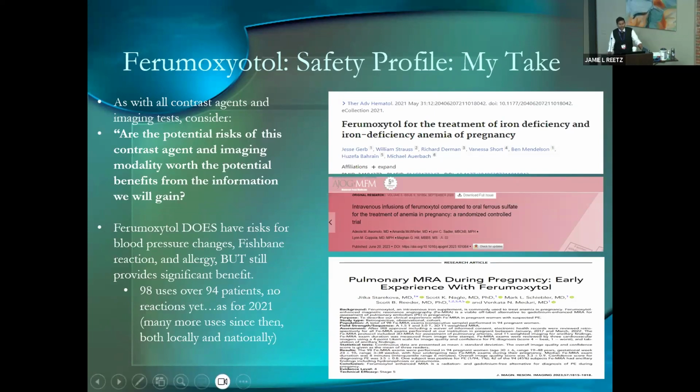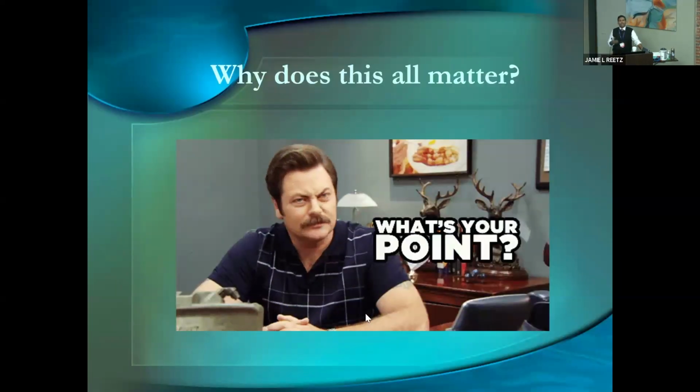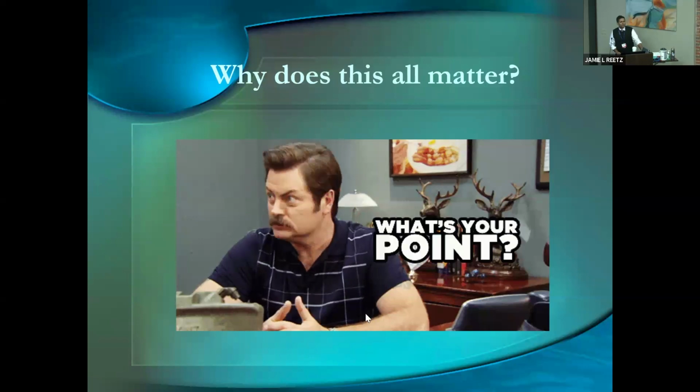In fact, we wrote this up two years ago, because Meritor was probably the hospital in the country using ferumoxytol for pregnant patients, probably one of the highest use centers in the entire country. And we wrote up that we didn't run into too many issues for the first 100 pregnant patients we did here.